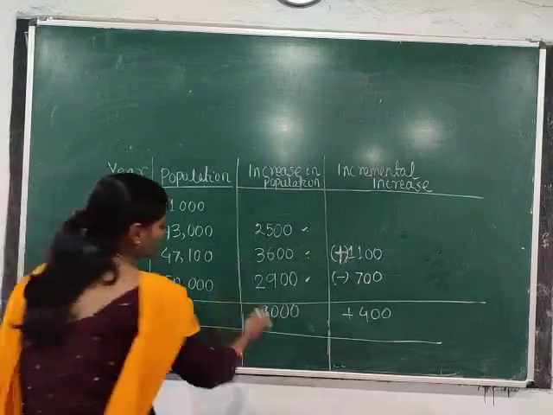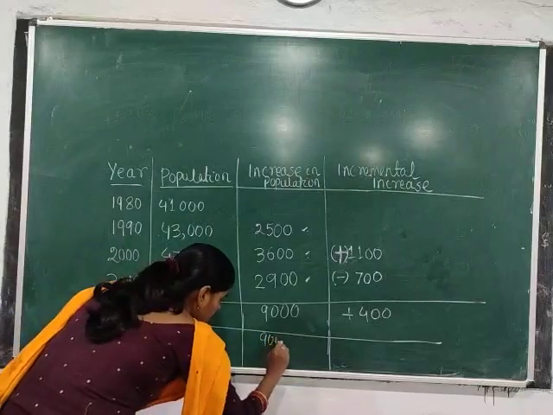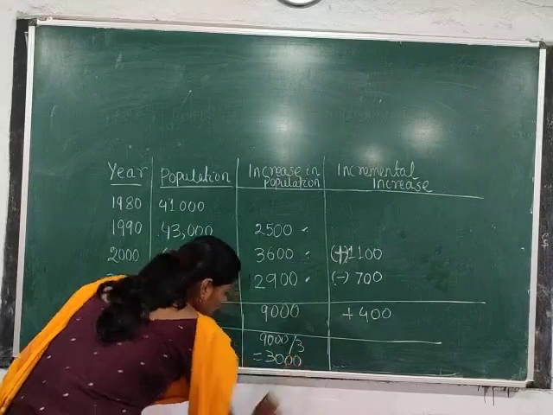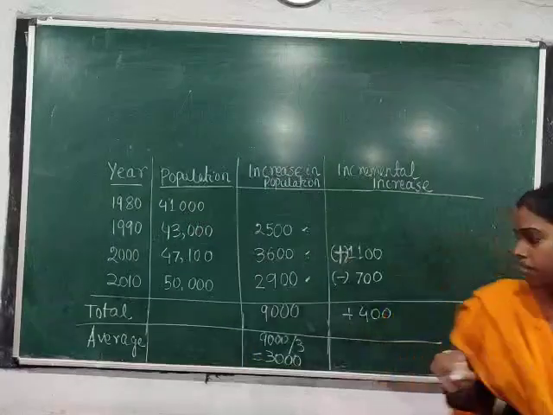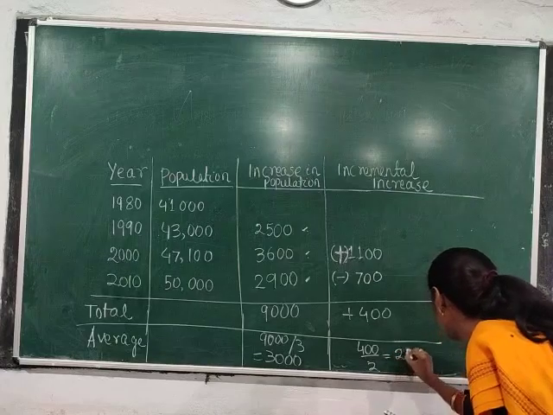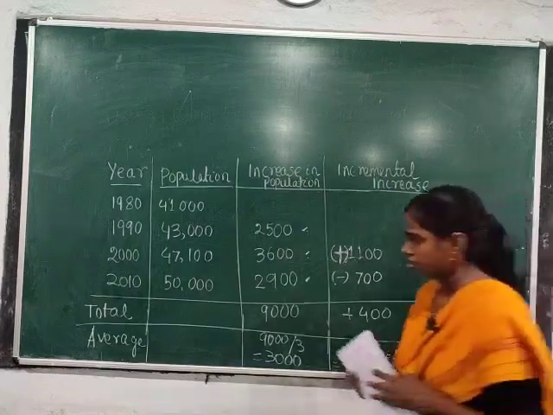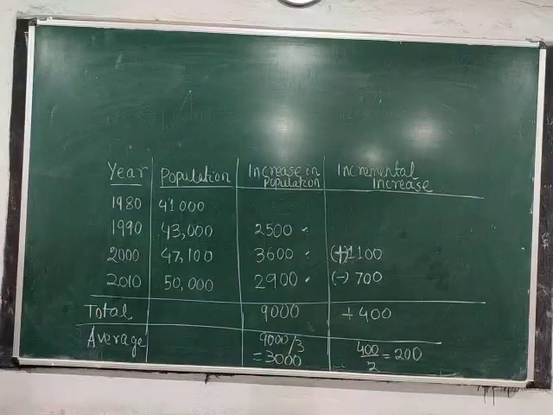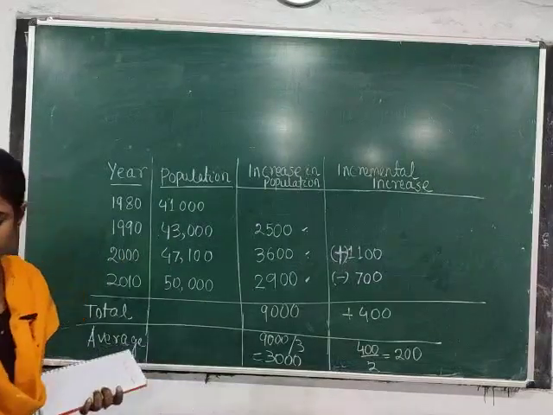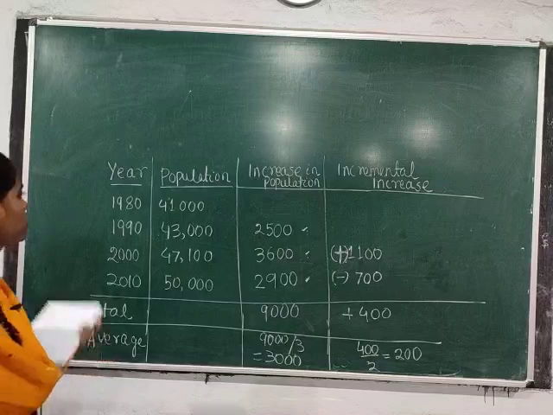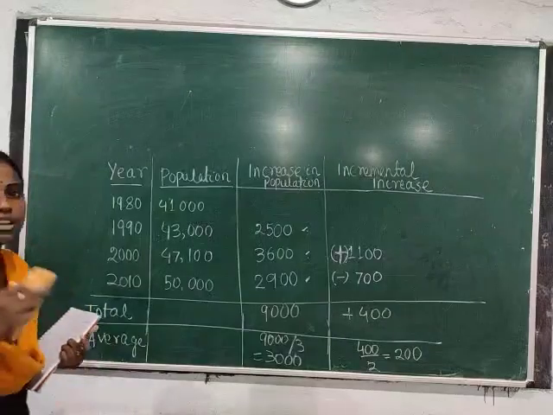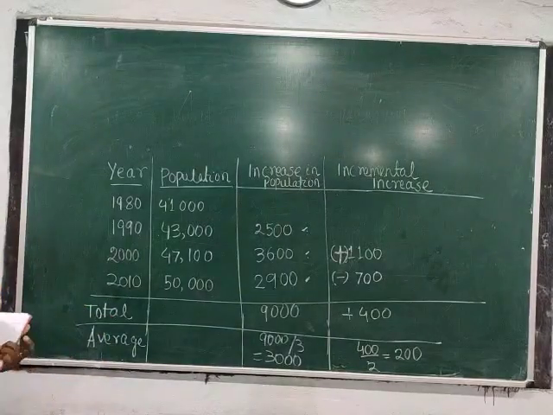The average increase in population will be 9000 divided by the number of decades, 3, which is equal to 3000, and the average of incremental increase will be 400 divided by 2, which is equal to 200. So this is the procedure of calculating the average of the incremental increase. Now we will calculate the population. The question is to find out the population after 1 decade, 2 decades and 3 decades.